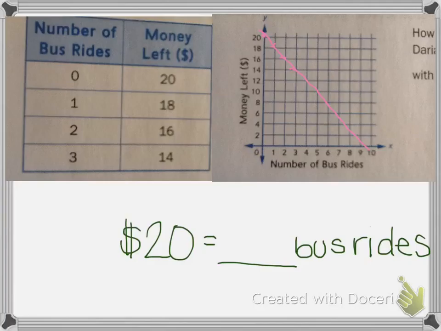So it says, how many bus rides will Darian be able to take? So when he runs out of money, he's going to be able to take 10 bus rides.